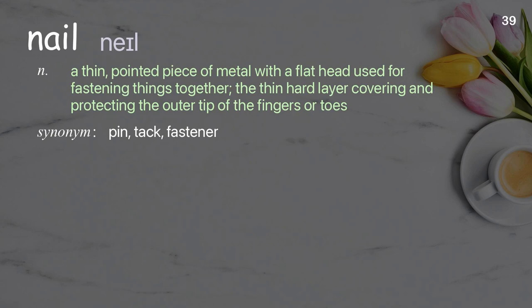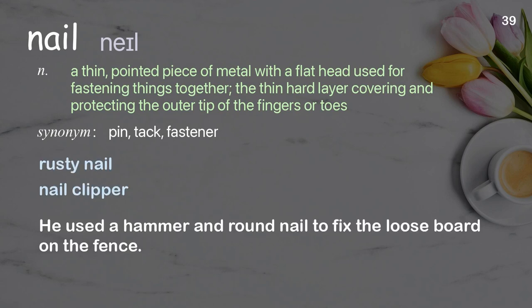Nail. A thin, pointed piece of metal with a flat head used for fastening things together; the thin hard layer covering and protecting the outer tip of the fingers or toes. Examples: rusty nail, nail clipper. He used a hammer and round nail to fix the loose board on the fence.